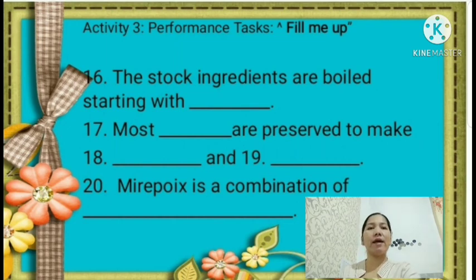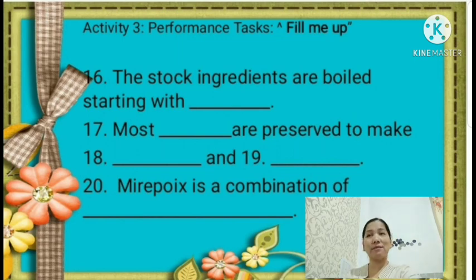17, 18, and 19. Listen carefully. Most blank are preserved to make number 18 and number 19. Number 20, the last number. Mirepoix is a combination of blank.